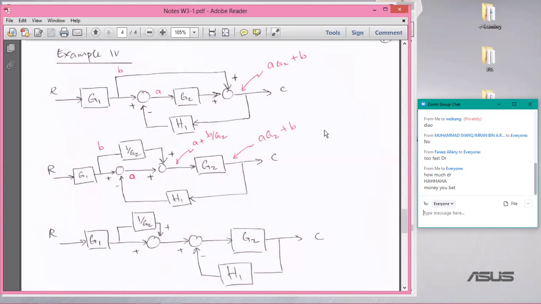No. The solution is already here. Of course, I cannot bet money. I already given you the solution here. See, imagine now seeing this for the first time in your test. Most of you won't be able to simplify this, but I have already.